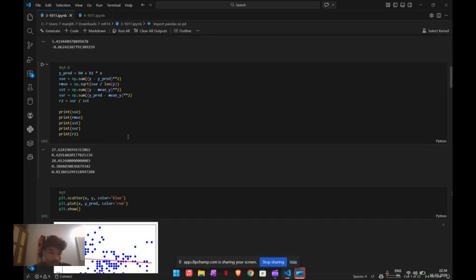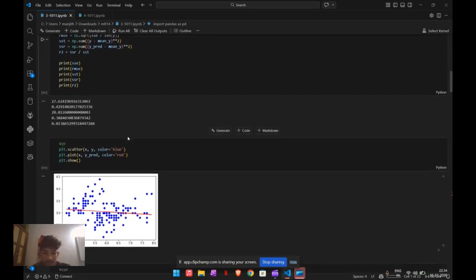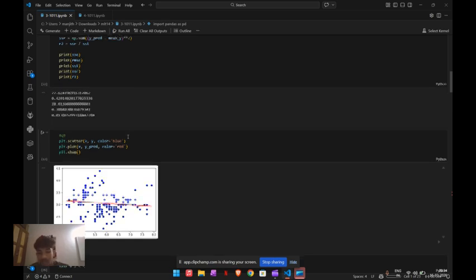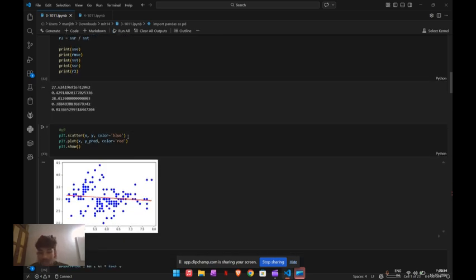The ninth question is plotting a regression line using scatter plot. In this step, we create a scatter plot of the data points. Then we draw a regression line that represents the relationship between x and y. This visualization helps us understand how well the model fits the data.